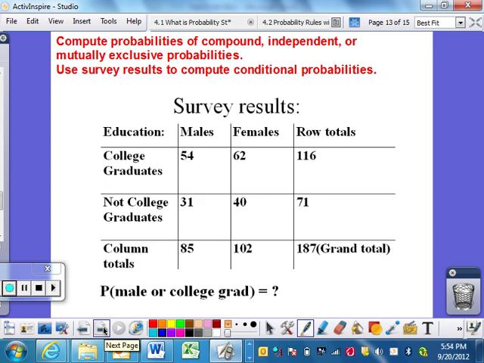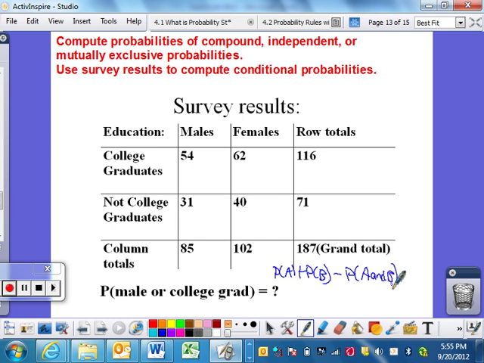Male or a college graduate. So who can be a male or a college graduate? And in this problem, when you have the or, you got to decide, is this mutually exclusive? Can you be a male and a college graduate? Yes, because that's what we did on the very last page. So for not mutually exclusive, that talks about the probability of A plus the probability of B, and then you must subtract the probability of A and B.